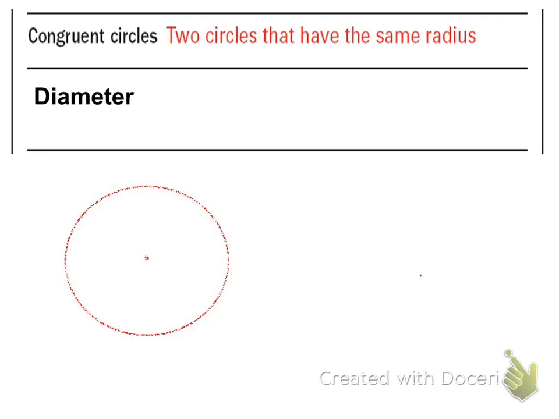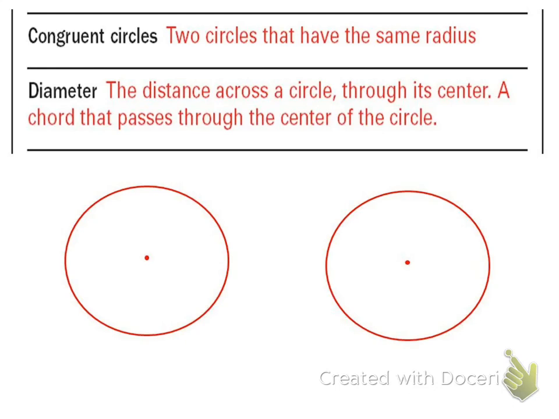If I had these two circles and I were to measure the radius of each circle, measure the distance from the center of this circle to its side, and let's say it was 5, and I measure the distance from the center of this circle to its side, and it was also 5, then these two circles would be congruent to each other. But let's say I measured this one and it was 5.1. Are these circles congruent? No. They're only congruent if the radii are the same length.